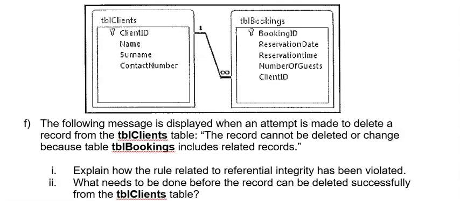It then asks what you need to do before you can delete it successfully, and the answer to that is to delete the records relating to that client ID first from the TBL bookings table before you delete the client from the clients table. That is to ensure that no child is left without a parent. You could also alternatively change this client ID to some other existing client ID in this table if it makes sense to the scenario.